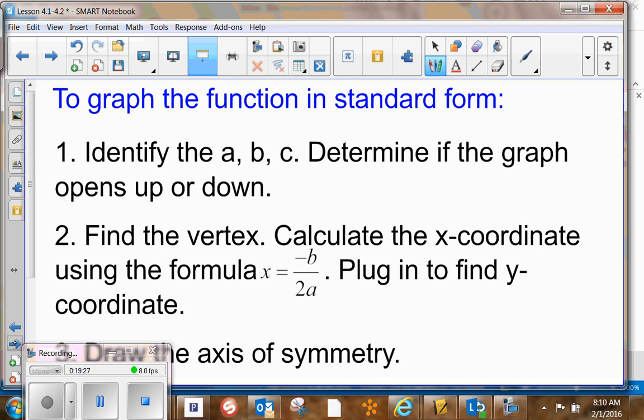So let's get an example graphing from this. That just tells us how to do it. Oh, remember, we got to get this in there. Because to graph in standard form, you identify the a, b, and c, and determine if the graph is up or down. We know how to do that.